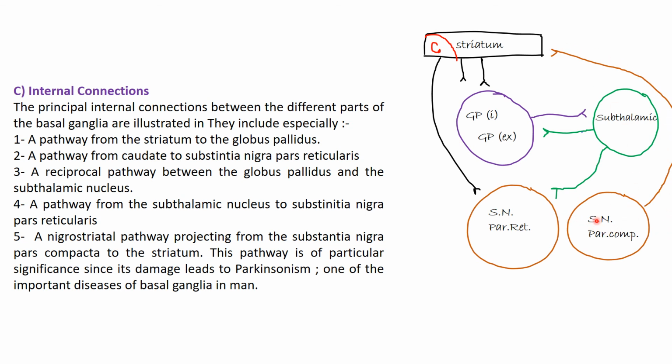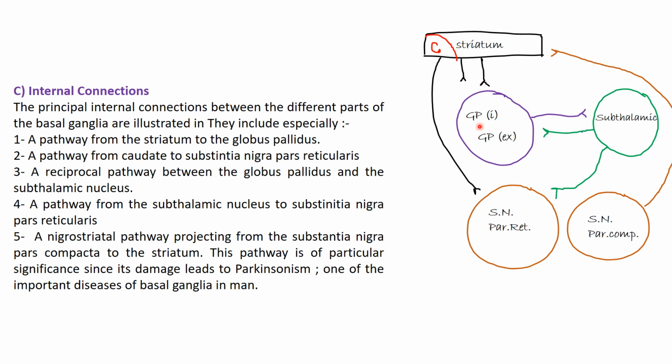And we have the nigrostriatal fibers, the fibers that release dopamine, and these cell bodies are present in the substantia nigra pars compacta, and the fibers end in the caudate and putamen, or end in the striatum. And the most important thing related to these fibers is that damage or a decrease in the release of dopamine from these fibers is associated with Parkinsonism.